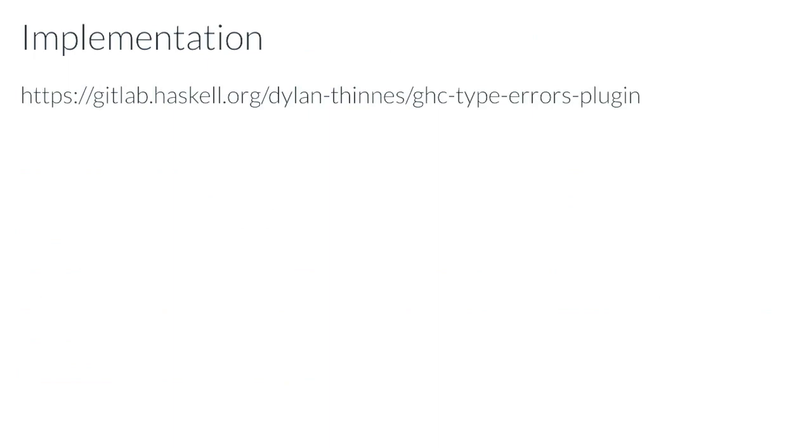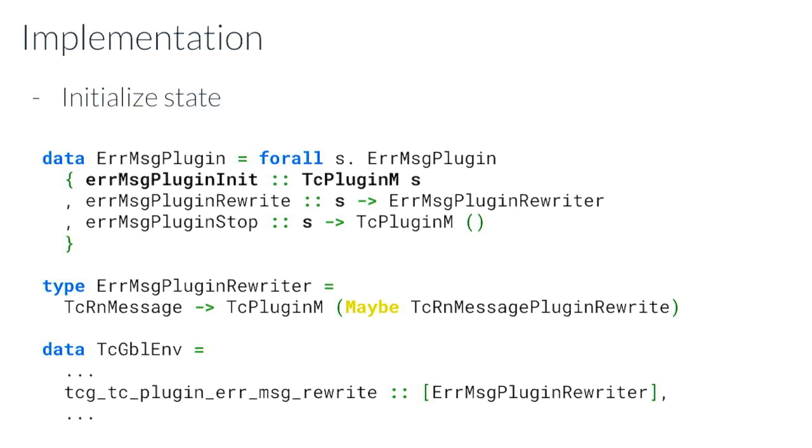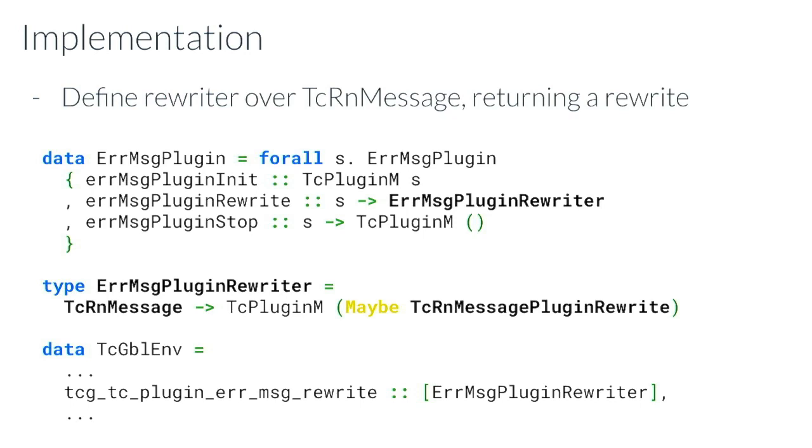So, implementation. Anyone who's written a plugin, or there are plenty of blog posts out there telling you how to write a GHC plugin, this is going to look pretty simple. You have an initialization phase, and each error message plugin creates a rewriter. A rewriter takes a renamer message and then produces a rewrite.